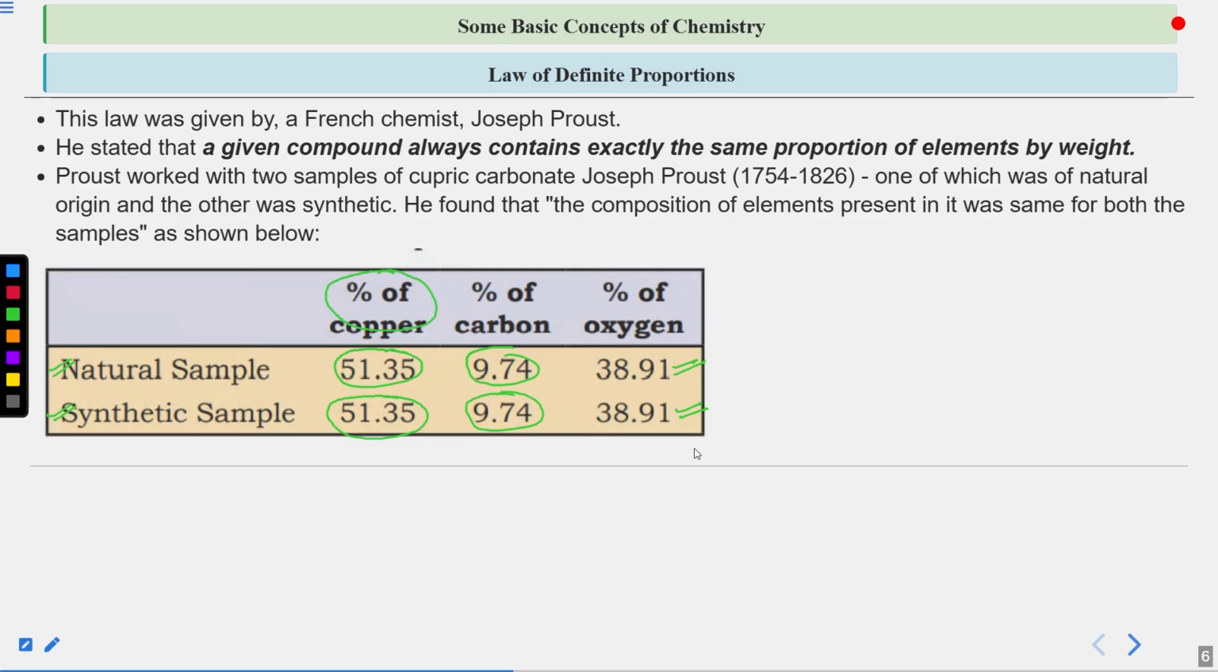So this result clearly suggested that for every molecule that you take, for cupric carbonate or any other molecule, the proportion of the elements is fixed by weight.